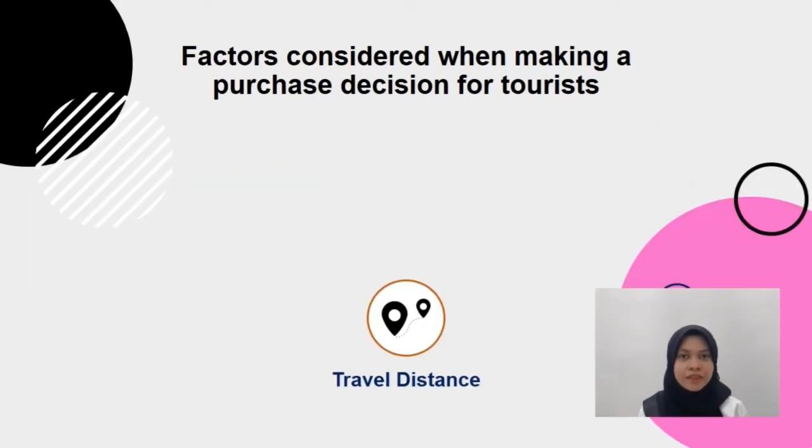The last factor that can be considered in the purchase decision making for the tourist is travel distance. Travel distance is when the consumer needs to go to another place or destination to buy the service or product. For example, the tourist needs to buy a unique product that is available at a certain place and cannot be found anywhere else.